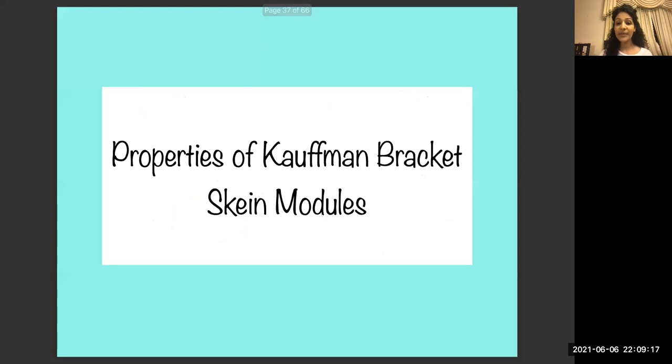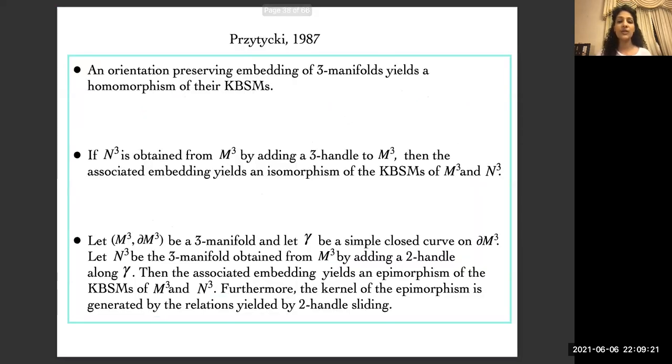So some properties of Kauffman bracket skein modules are now in order. These are due to Józef Przytycki from the year 1987. The first one says that an orientation preserving embedding of three-manifolds yields a homomorphism of their KBSMs. The second one says that if you obtain one manifold from the other by adding a three-handle to it, then the associated embedding yields an isomorphism of the KBSMs.